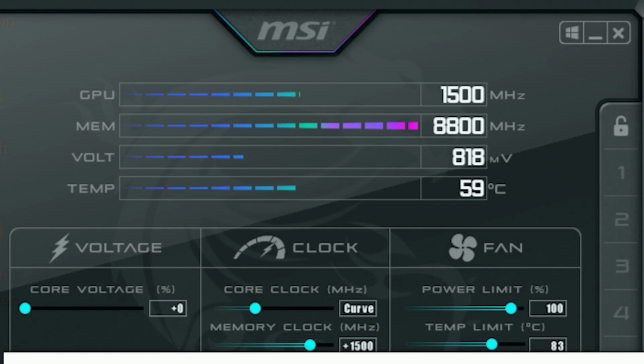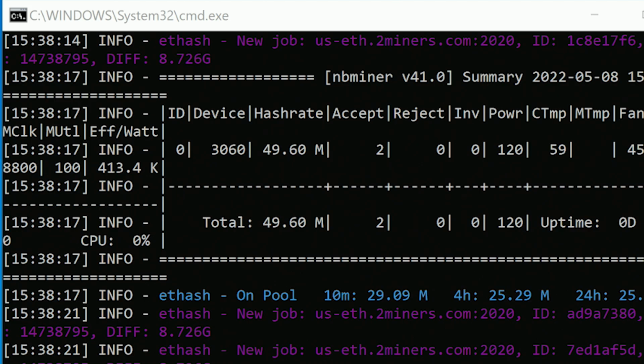So first things first, what we ended up with on the memory was an overclock of plus 1500 megahertz, which resulted in a total speed of 8800 megahertz on the memory. This gave us about 50 megahash a second on Ethereum and ETC hash. The power consumption, however, was much higher than we really wanted.